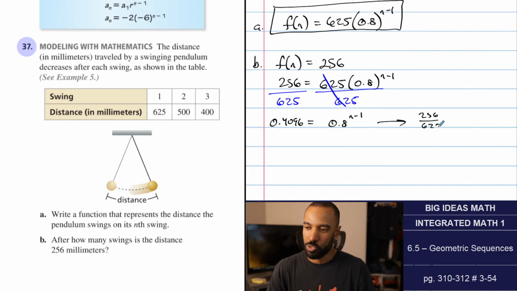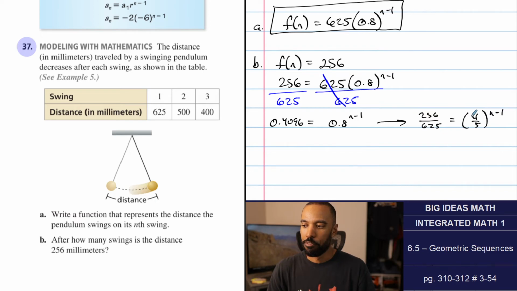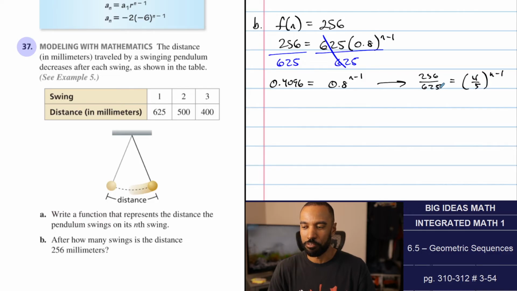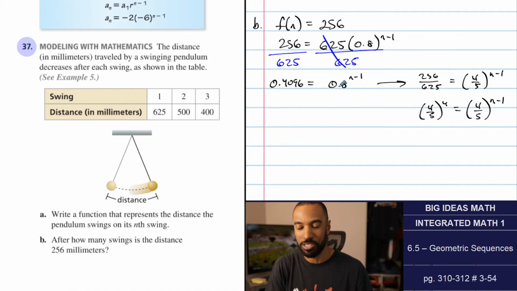256 over 625 on this side. And on this side, I could write 4/5. Here's where this is helpful for me. 4 to the 4th power is 256, and 5 to the 4th power is 625. So this could be 4/5 to the 4th power. And that's a much easier way for me to come up with what that was. So apparently, 0.4096 is 0.8 to the 4th power, something I didn't really know off the top of my head.